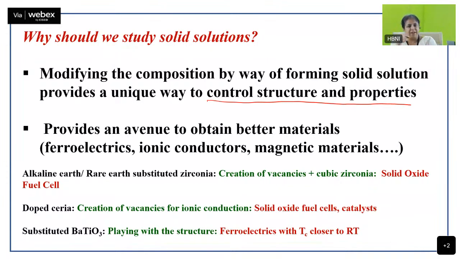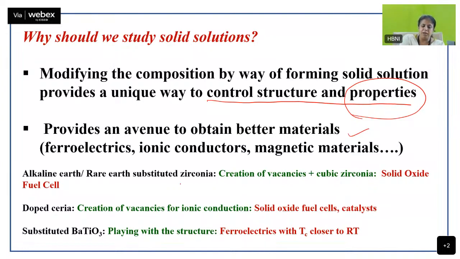Modifying the composition means you are substituting one or two of the ions of your given compound by a guest cation, and you have chosen that very wisely based on some criteria. So you're modifying the composition, controlling the structure, and controlling the property. This is what materials chemistry is all about. It also provides an avenue to obtain better materials, letting you alter the properties in whatever way you want for a particular application.